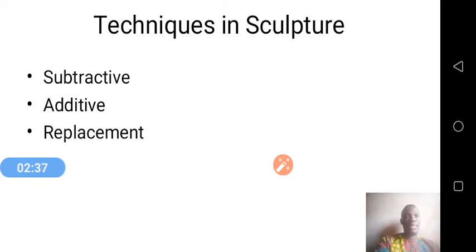Finally, replacement technique. This is also called your casting technique. In producing sculptural pieces with replacement technique, you need a mold. Liquid materials of any choice, it could be bronze, it could be POP, are poured into an already prepared mold for the production of sculptural pieces with the use of replacement technique. The popular bronze casting are produced with the use of replacement technique.